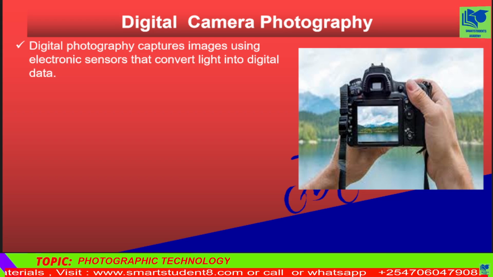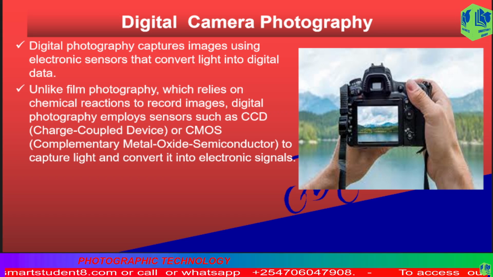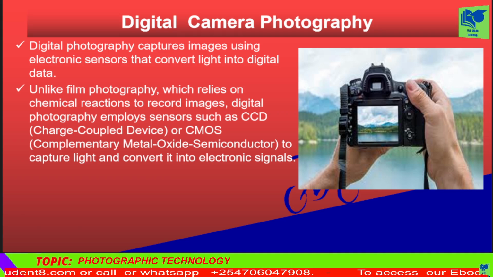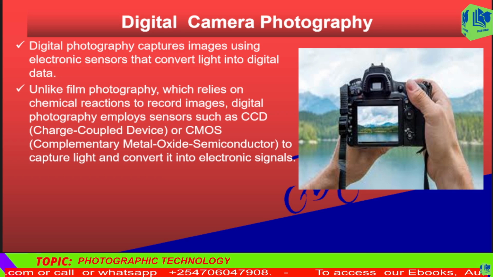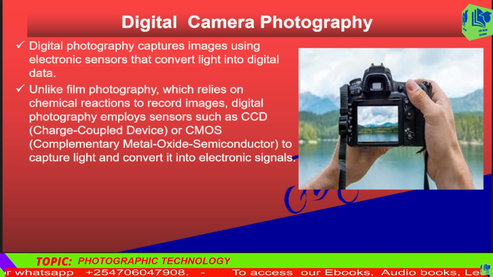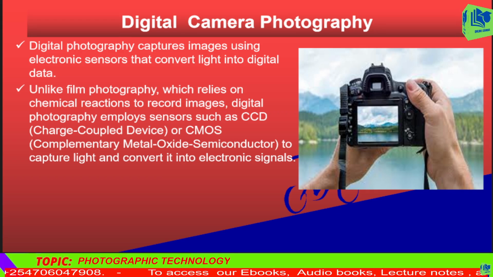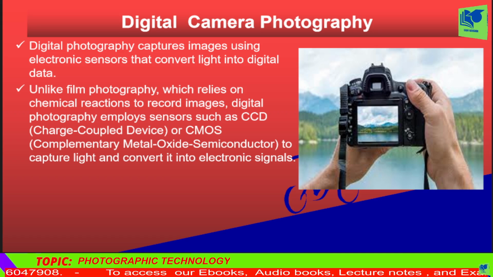Unlike film photography, which relies on chemical reactions to record images, digital photography employs sensors such as CCD, charge-coupled device, or CMOS, complementary metal oxide semiconductor, to capture light and convert it into electronic signals. These signals are then processed and stored as digital files, typically in formats like JPEG or RAW.